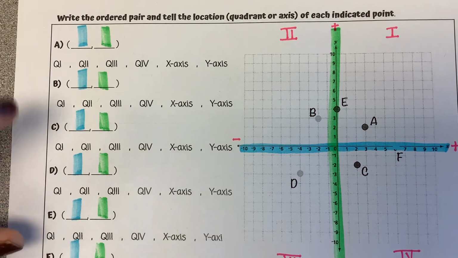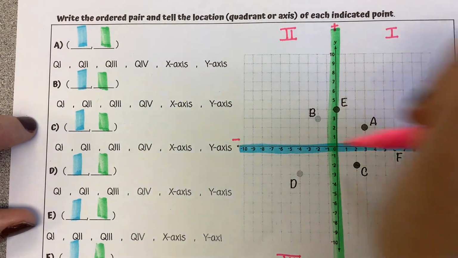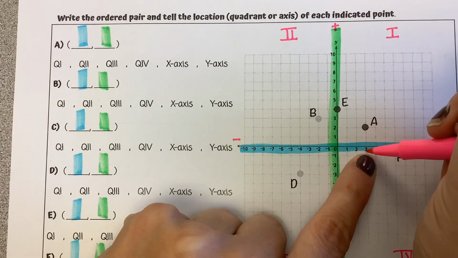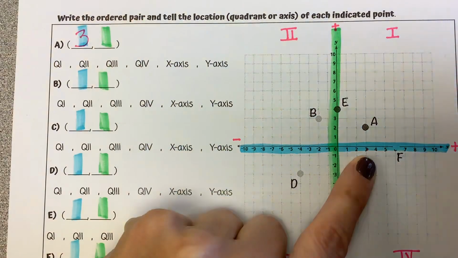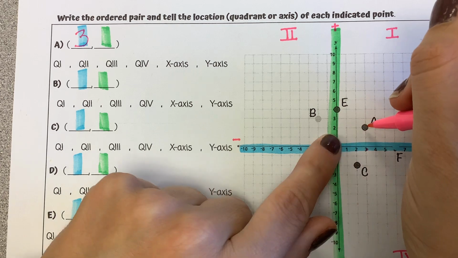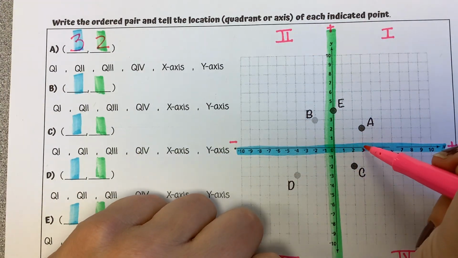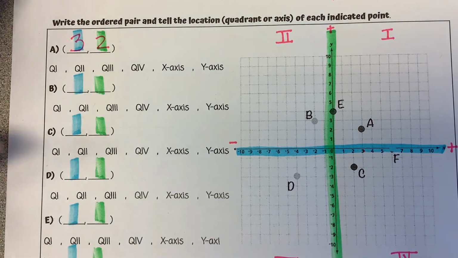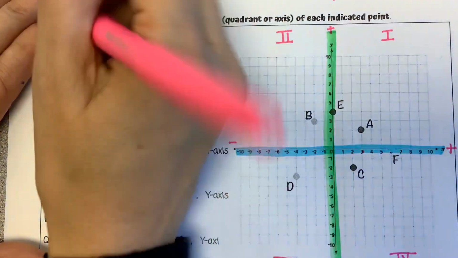Okay, so point A. So over here, we do the x value first, the blue value first. So I'm looking at where does it line up? It lines up at 3 for our x value. And our y value is 2. Because it's 3 to the right and 2 up. And what quadrant is this in? It's in this part right here, which is quadrant 1.